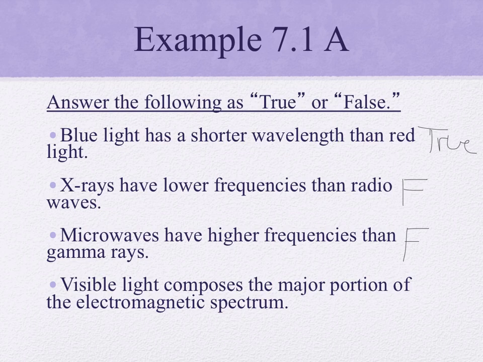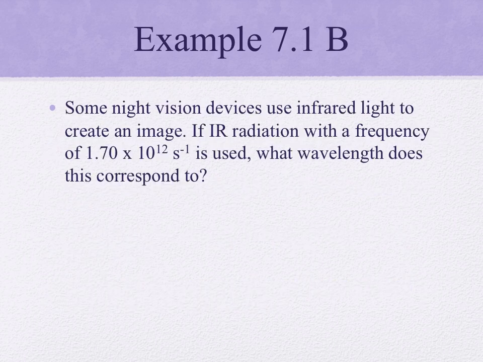And then visible light composes the major portion of the electromagnetic spectrum. That is very false. It is just the tiniest fraction of the electromagnetic spectrum. And then one of the equations we need to use here is that the speed of light is lambda, that's wavelength, times frequency.